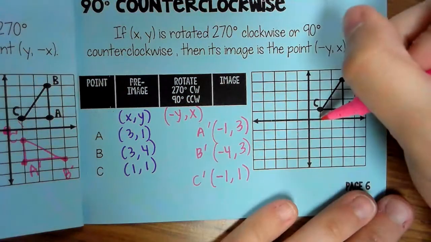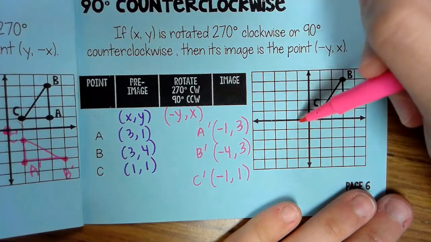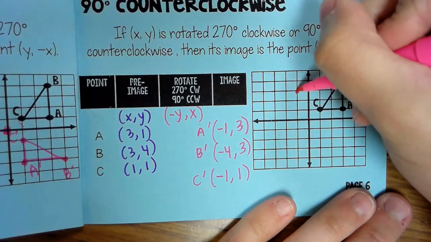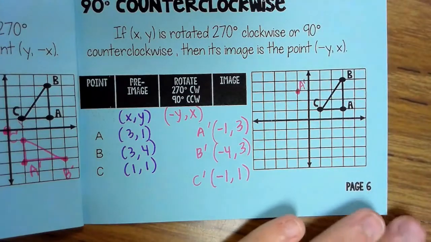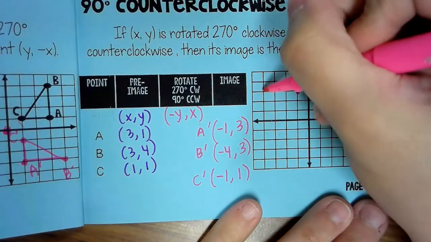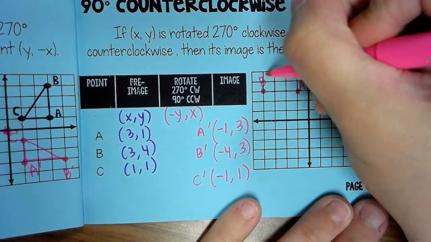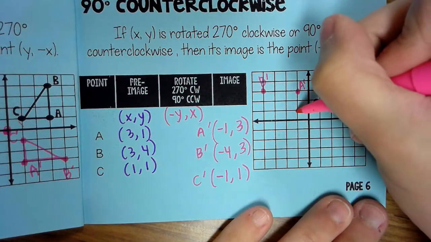So we've got negative 1, this way, and then positive 3. There is my A prime. B prime is negative 4, 3. And C prime is negative 1, 1.